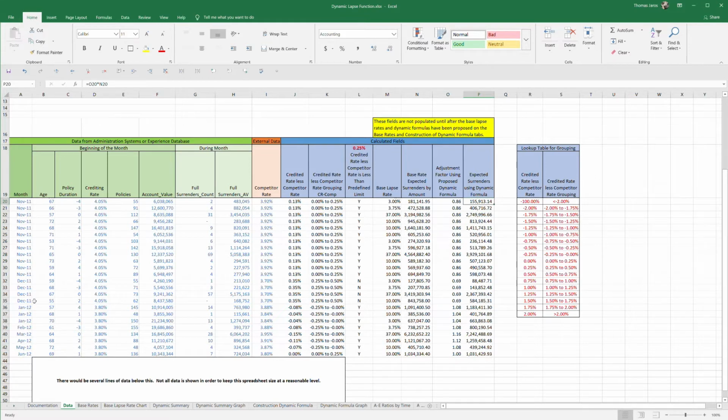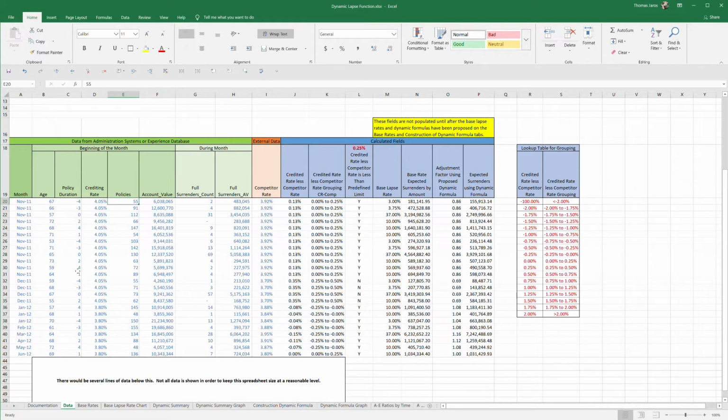It's organized by month and age, policy duration, crediting rate. I'm taking those as kind of key items, and then I'm going to start summarizing the amount of data that I have at each one of these points. So you've got a number of policies, account value, and surrenders, and so forth. When we're making our dynamic formula, we're going to be making it on two different things. One's going to be on policy duration.